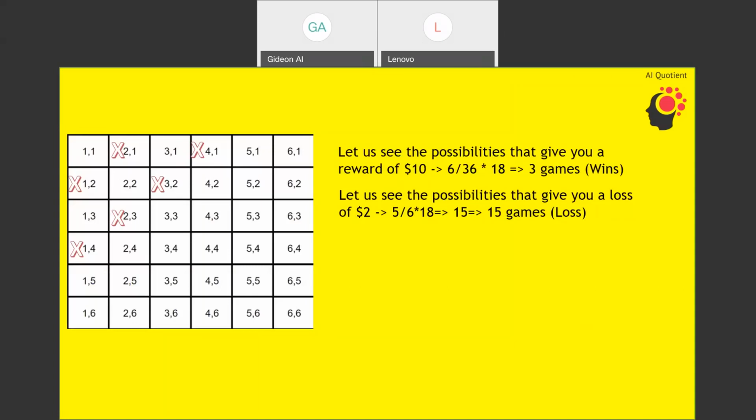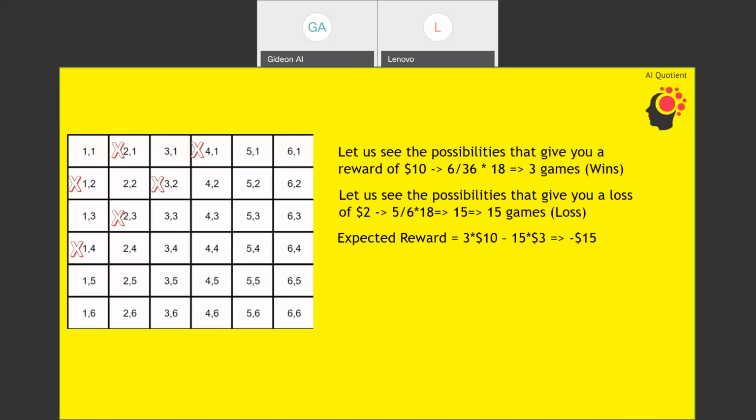$3. That means the total expected payout, the expected reward, is nothing but 3 times the win, the money that you get, 3 into $10, which is $30, minus 15 into $3 every time you lose, which is nothing but 30 minus 45, which is nothing but minus $15. That means you're always going to lose $15. That's the most likely outcome.